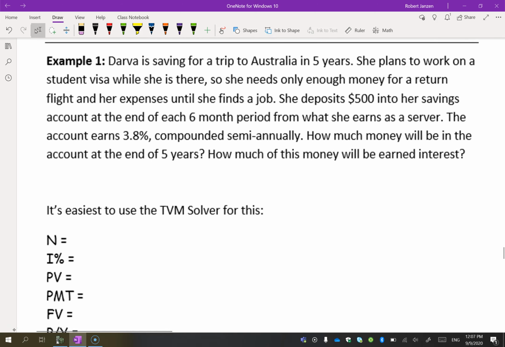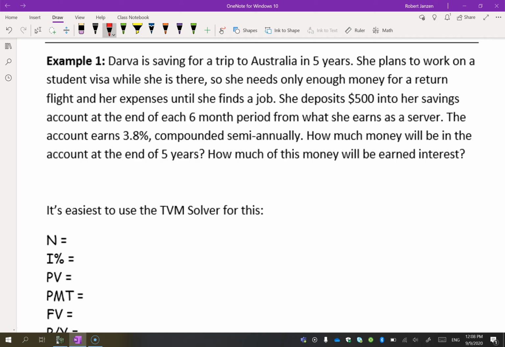Okay, so let's take a look at the first example. Darva is saving for a trip to Australia in 5 years. She plans to work on a student visa while she is there, so she only needs enough money to get there and back for the return flight and her expenses until she finds a job. She deposits $500 into her savings account at the end of each 6-month period from what she earns as a server. The account earns 3.8% interest compounded semi-annually. How much money will be in her account at the end of 5 years?